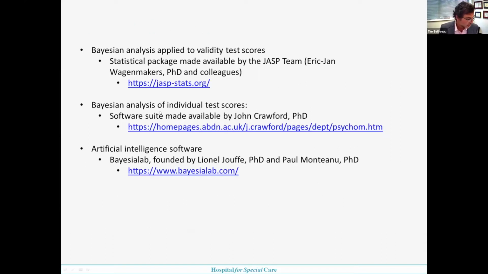In this process, here are some of the resources that we've identified that we want to acknowledge. First is a statistical program that's made available by the JASP team and Dr. Eric-Jan Wagenmakers. Secondly, software that's made available by Professor John Crawford. Both of those are freely available and have been generously posted, so if you're interested, you can also check those out. And toward the end, I'll hopefully have time to demonstrate a machine learning software program called Bayesian Lab, developed by a French company.